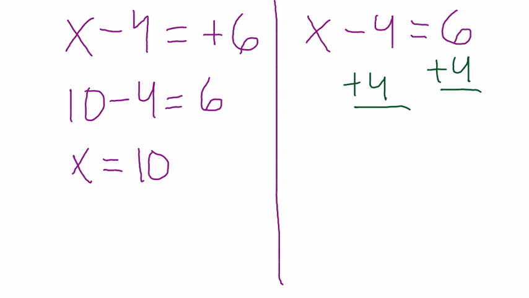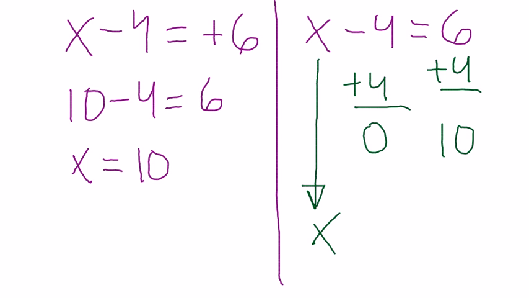Negative 4 plus 4 is 0, and 6 plus 4 is 10. Well, this is good news, because this is what we knew from the other side, right? So if we bring the x down, there's no need to bring the 0 down, because that's just nothing. And we can bring the 10 down, and then I know that x minus 4 equals 6, and if I plugged in 10 for x, it would make this equation true.